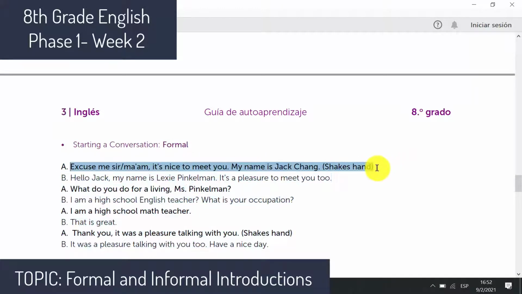Excuse me, sir. It's nice to meet you. My name is Jack Chong. Shakes hand significa dar la mano, un apretón de manos. Handshake es un apretón de manos. So, when you hear the expression shake hands, ya saben que es saludarse de mano, un apretón de mano, okay?